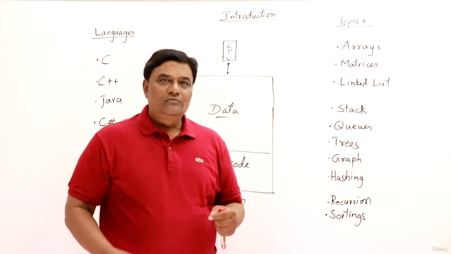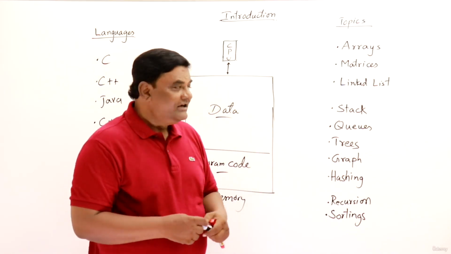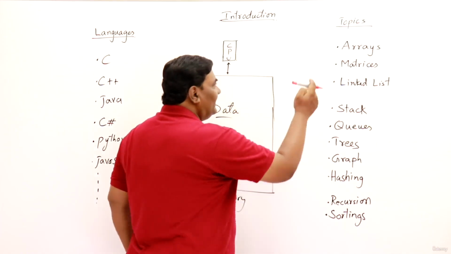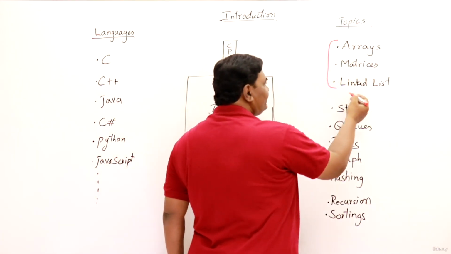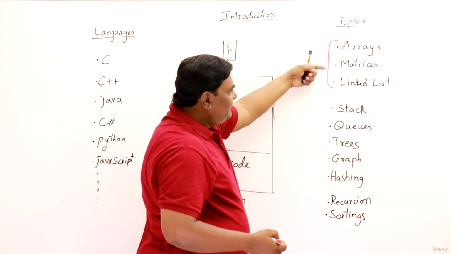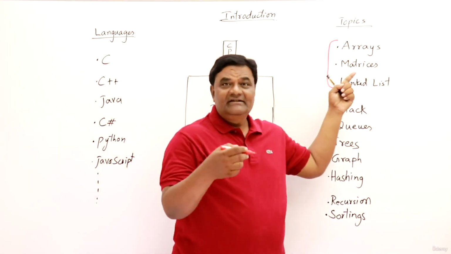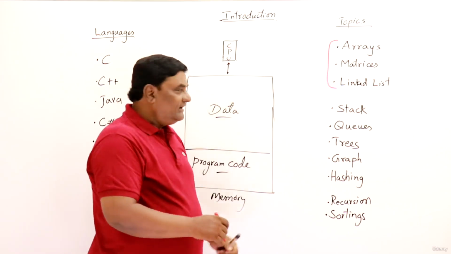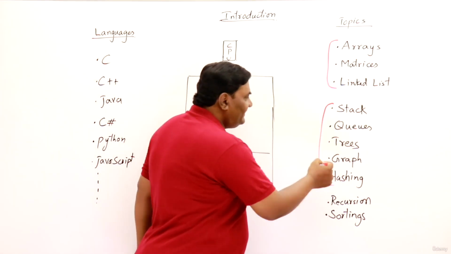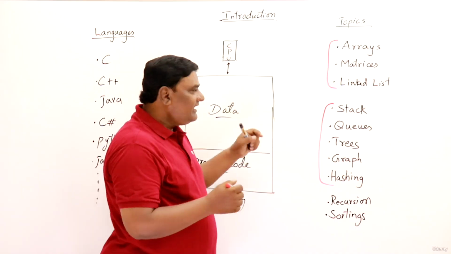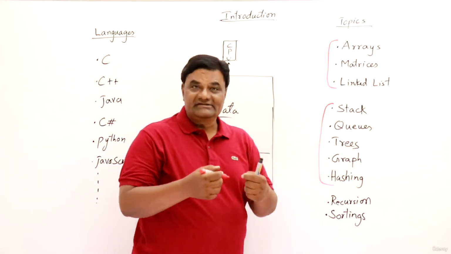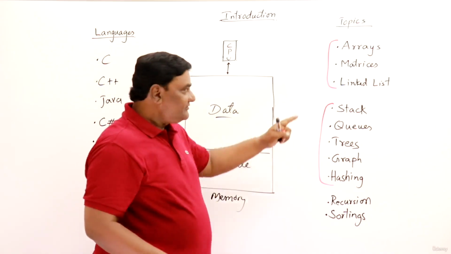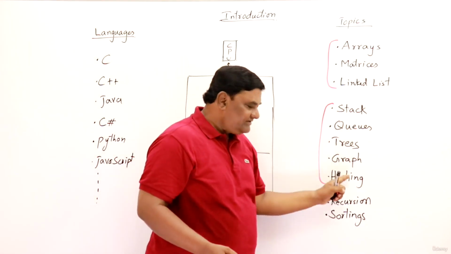Now next question is, what are the list of data structures? So here I have the list of data structures. These are the data structures only. Array, matrices, and linked list. These are usually called physical data structures. They define how the data is arranged in the memory. Then these are logical data structures. So this defines how the data can be utilized, how the arrangement is and how it should be utilized. So this defines arrangement and this defines utilization.